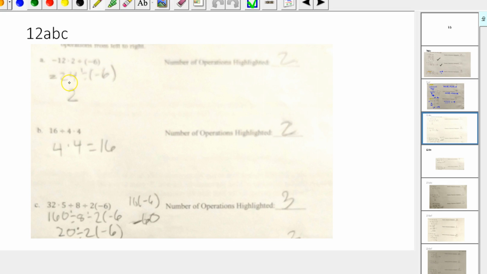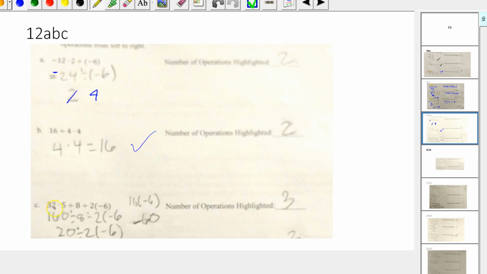Okay, it's a little hard to see this one. We're starting with negative 12 times 2, so working from left to right, this should be negative 24. A negative times a positive is negative. And then a negative divided by a negative is positive, but 24 divided by 6 is 4. Okay, so I'm not sure why you put 2, but negative divided by negative is positive. Okay, 64 divided, this one's good.